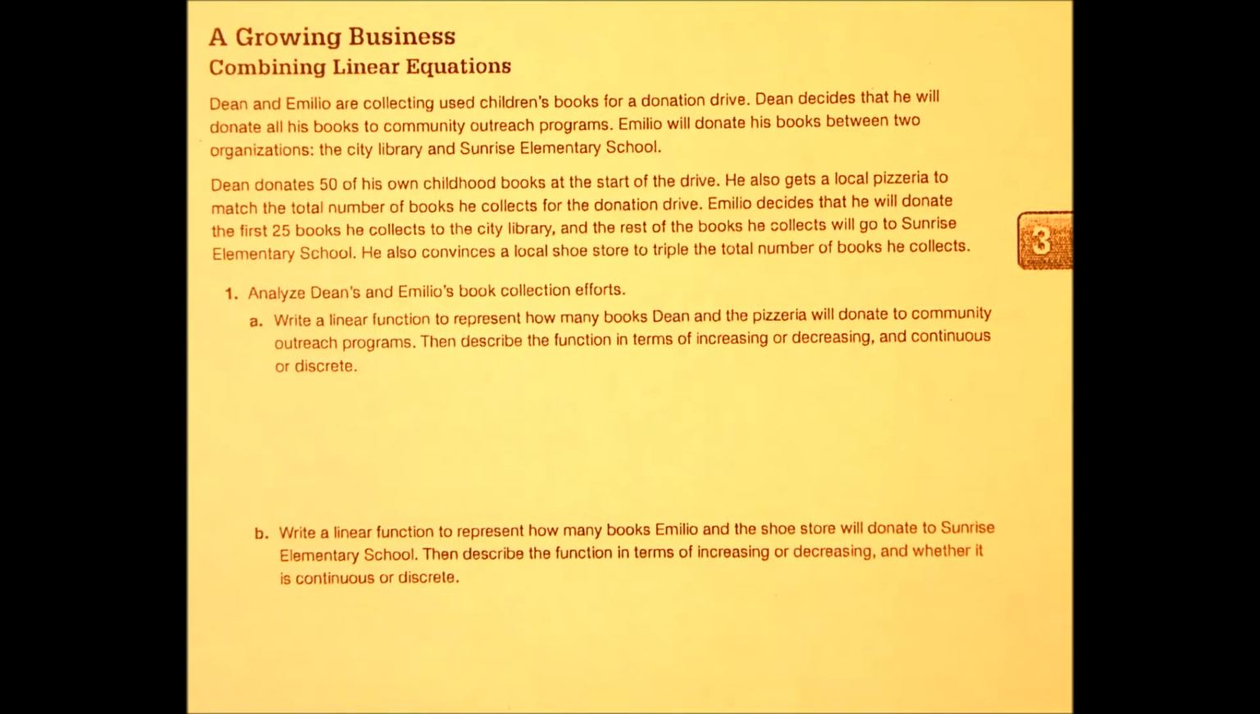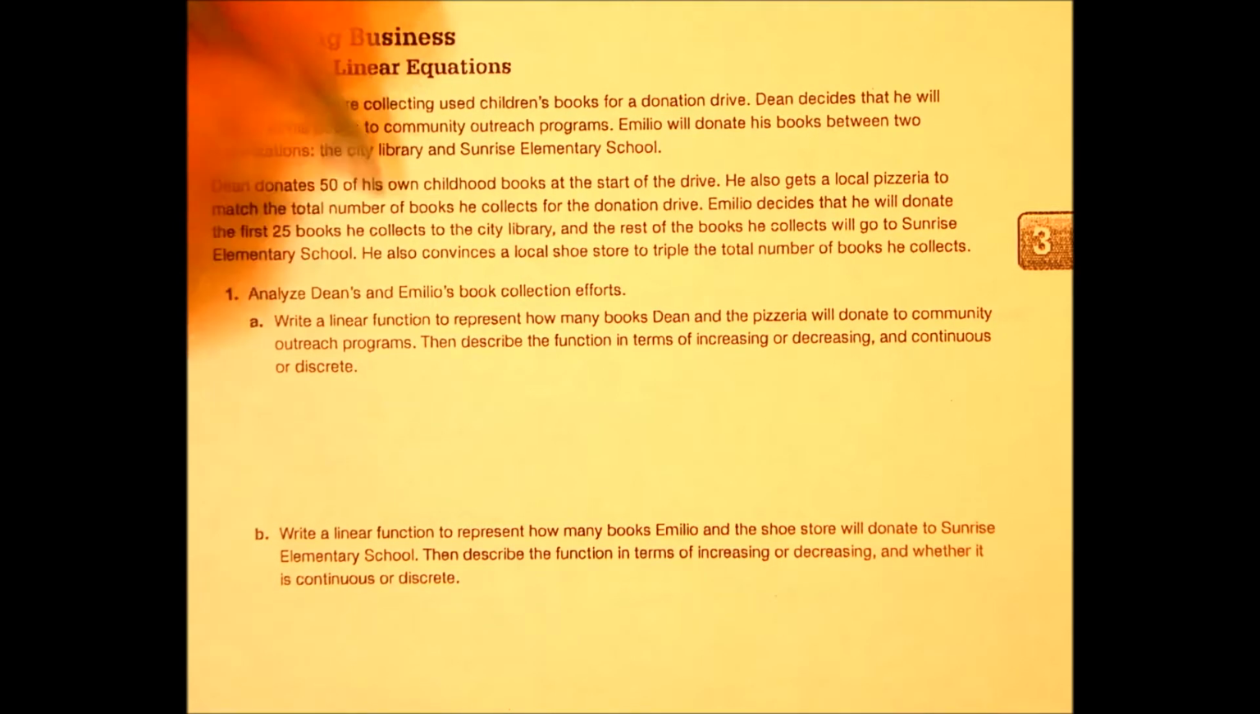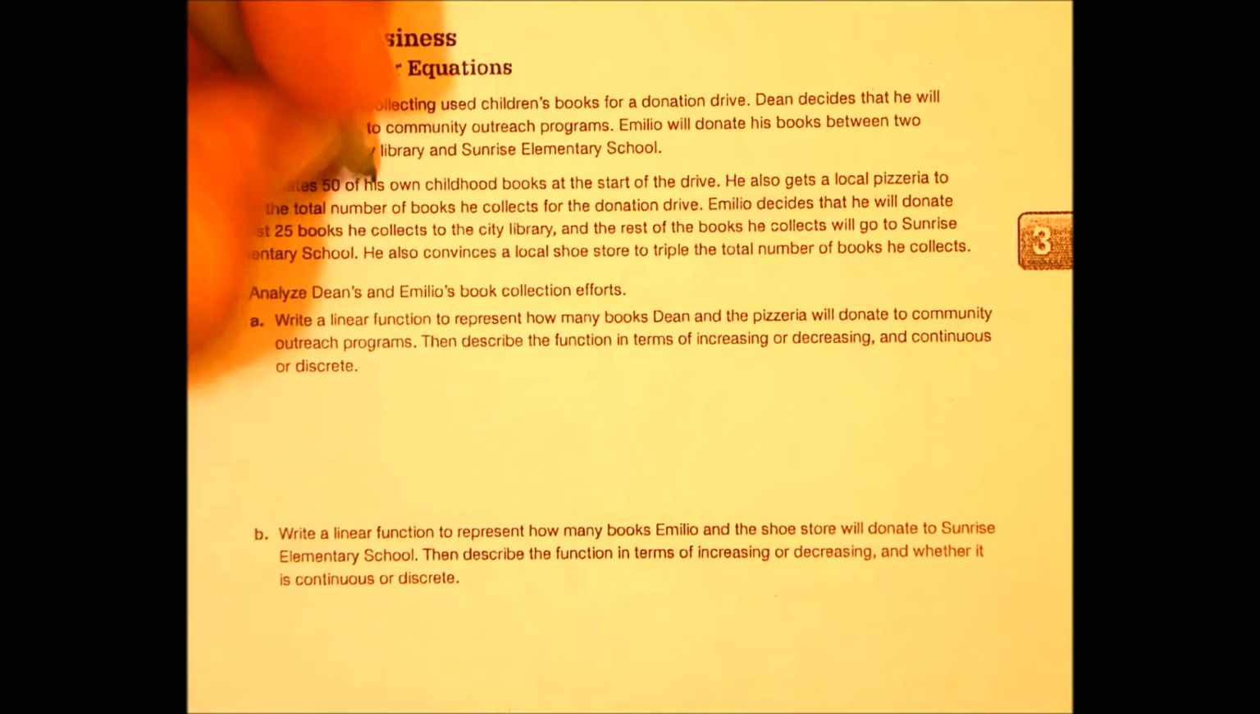Okay, and when we read the rest of this, as we start getting into the numbers, you're going to have to institute something called chunking. Okay, chunking means when you read a piece of information, you then do that piece of information. In other words, we'll go through this one and I will chunk it with you. It says, Dean donates 50 of his own childhood books. So he's giving 50 of them. So that would be plus 50. Okay?